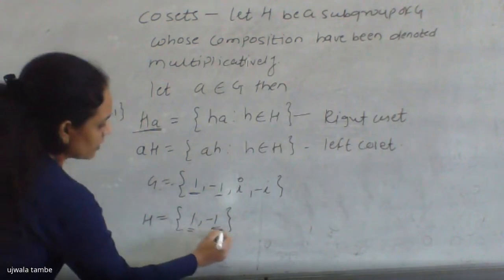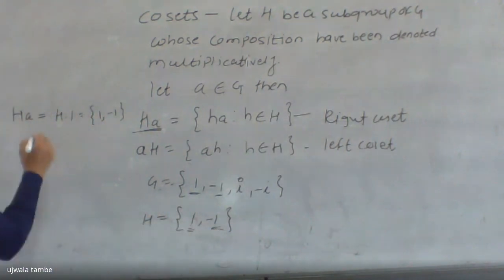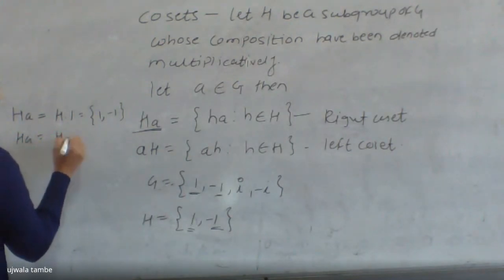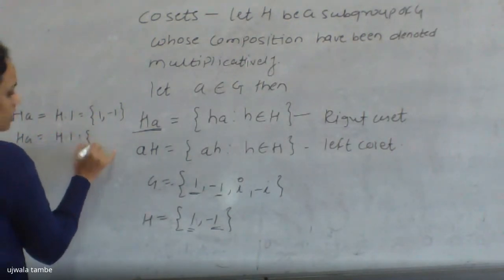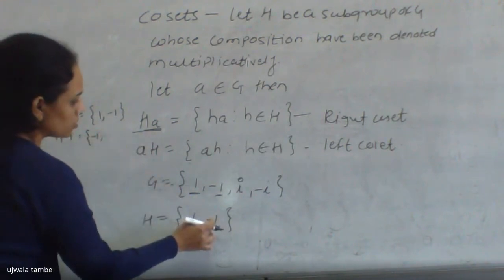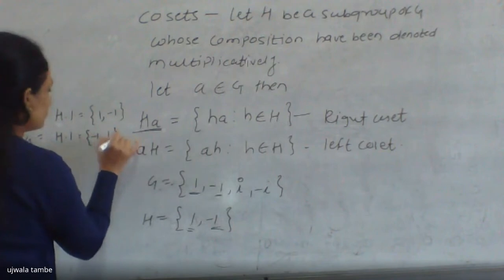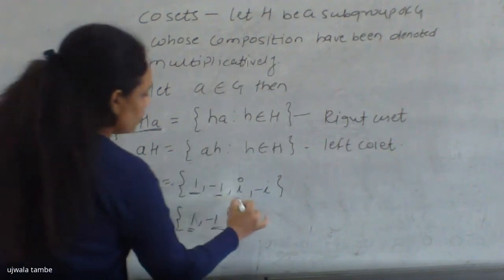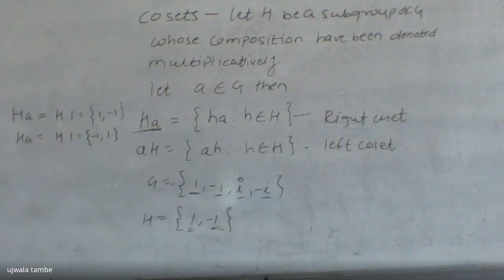Similarly, the next element present in H is minus 1. So now we have to perform the operation with H, minus 1 with 1. Okay. So again minus 1 into 1 is minus 1 and minus 1 into minus 1 gives us plus 1. Okay, similarly we have to perform the operation on i and minus i.